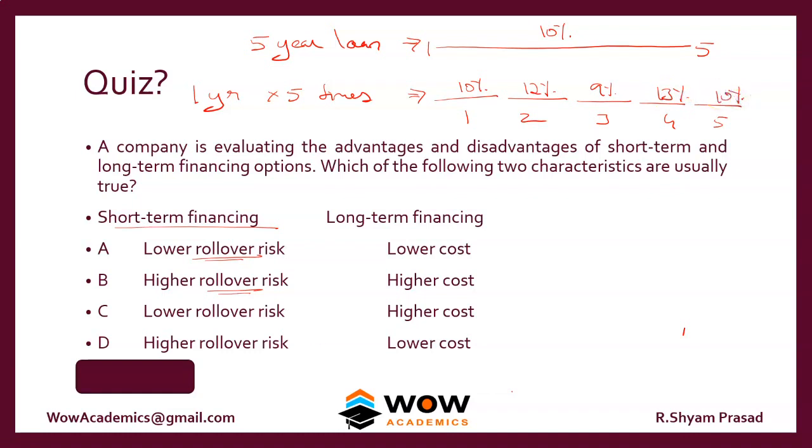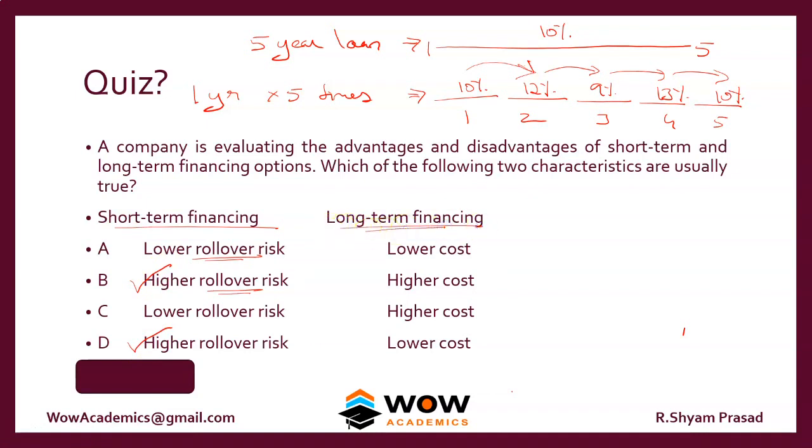So this is called a rollover: the closing of one loan and the taking of a new loan. We are making rollovers again and again, something like 4 rollovers. Every time you roll over, there is a risk. There is also a gain where the interest rate can go lower. There is an advantage, the interest rate can go lower, but still there is a risk. So short term financing has higher rollover risk. So higher rollover risk is correct.